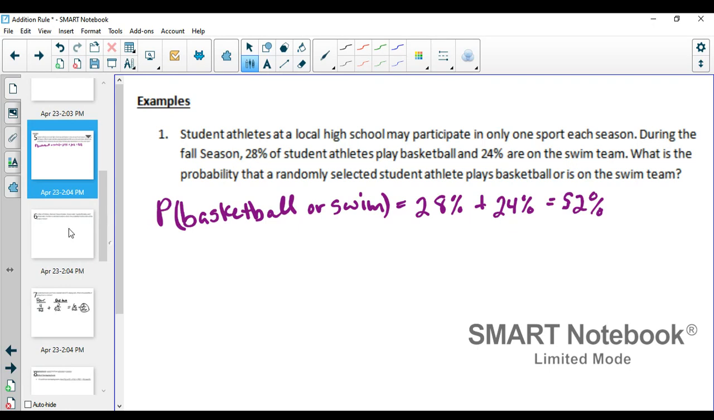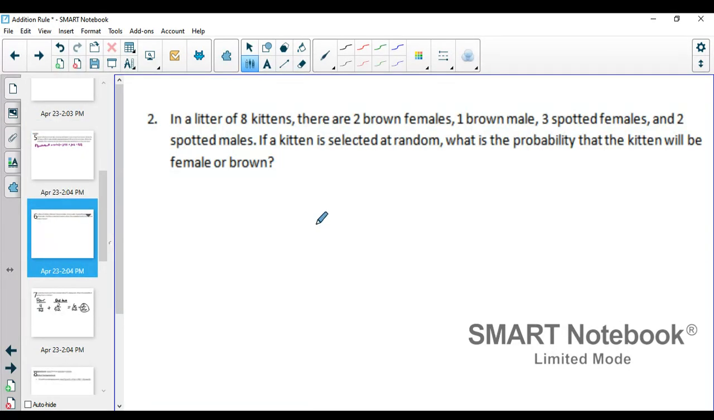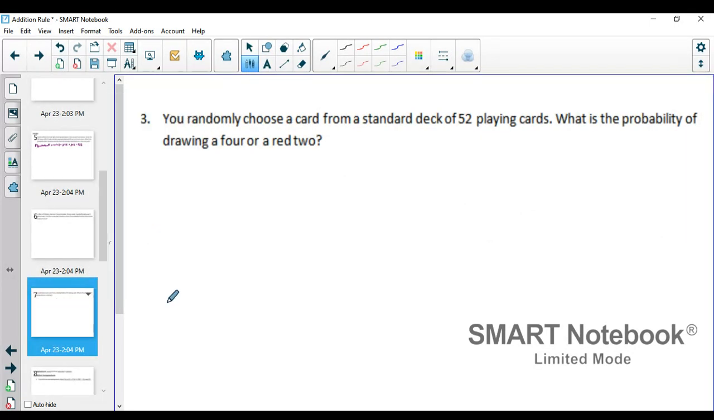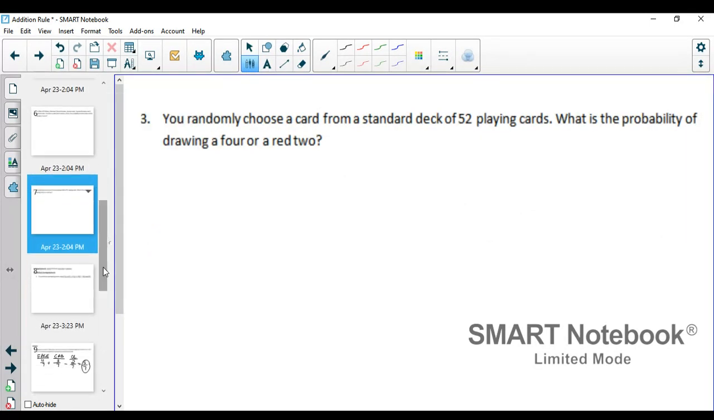We're actually going to skip this next example because it doesn't really work in this situation. So we're just going to skip it and go to this one. So we have a deck of cards, 52 playing cards. So we want to find the probability of drawing a 4 or a red 2. So our probability is 4 or red 2.